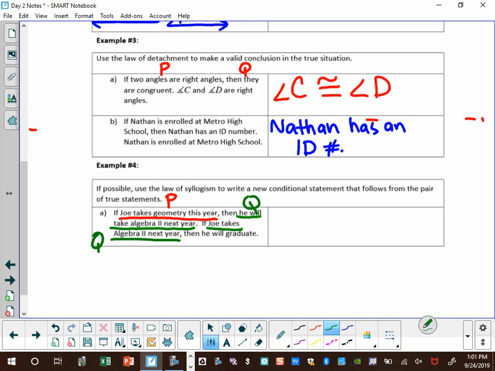Then he will graduate. We're going to call that R. Do I have a middleman here? Yes. You guys see that my conclusion is in the middle. I cross out the middleman. What am I left with? What's my sentence? If Joe takes geometry this year, then he will graduate. Good.